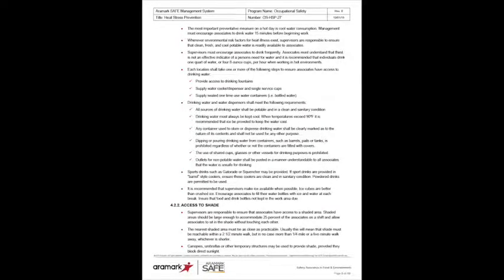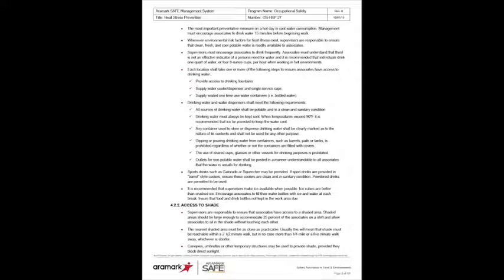The most important preventative measure on a hot day is cool water consumption. Management must encourage associates to drink water 15 minutes before beginning work. Whenever environmental risk factors for heat illness exist, supervisors are responsible to ensure that clean, fresh, and cool potable water is readily available to associates. Supervisors must encourage associates to drink frequently.